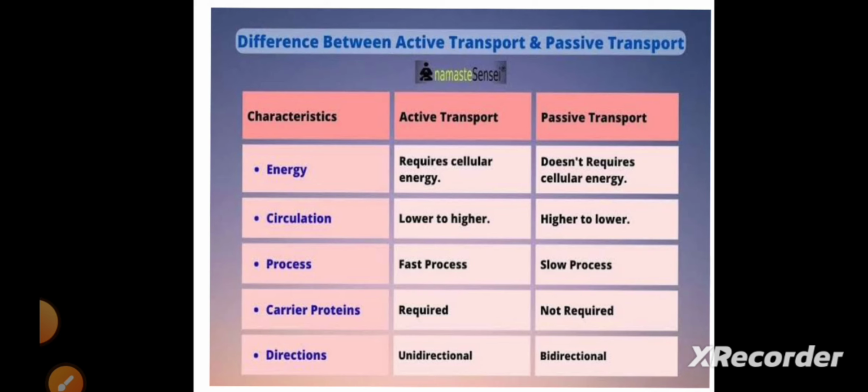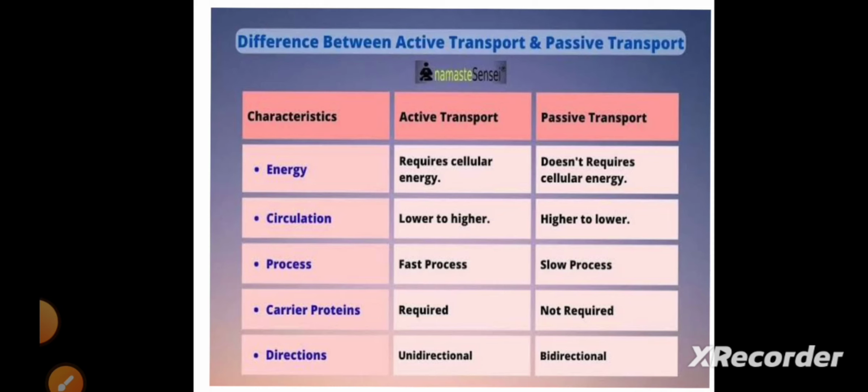If we talk about the process, it is very fast in active transport because of the involvement of ATP, which creates an impact on the process and speeds it up. Passive transport is very slow as compared to active. A carrier protein is required in active transport. In passive transport it is not required, but in the case of facilitated diffusion, there might be a requirement.